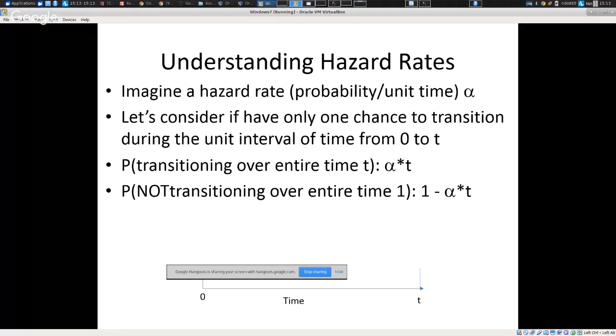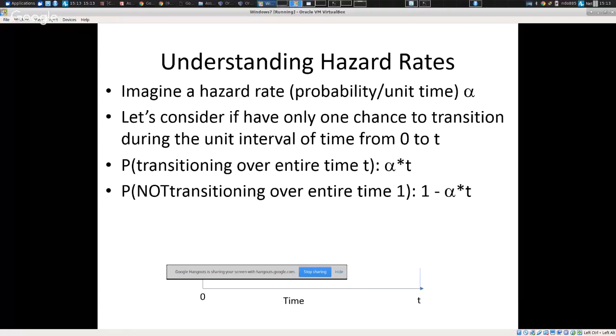And then I ask, okay, if you have only one shot at it, you have this certain hazard rate per unit time of alpha. In order to turn that into a probability, I need to multiply it times the length of time. It's probability per unit time, so I need to multiply it by time to get a probability, okay? I'm imagining the situation where we're only considering one shot at the game.